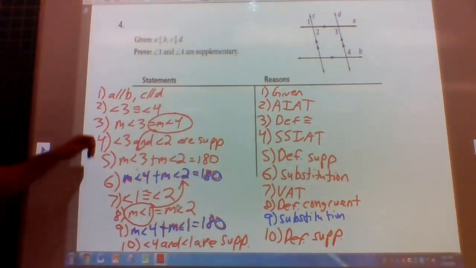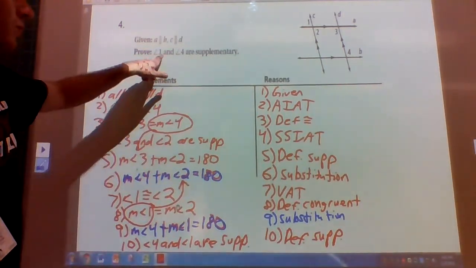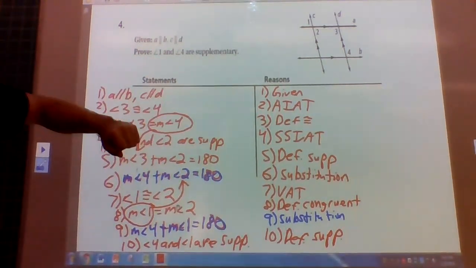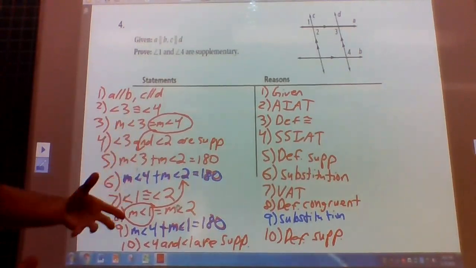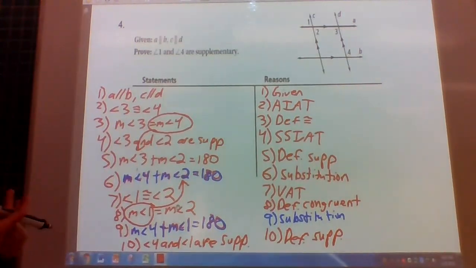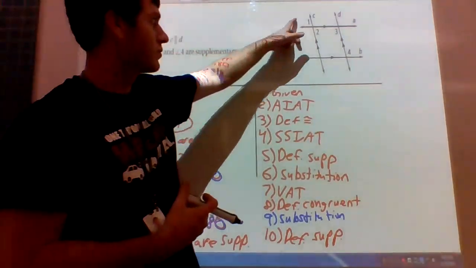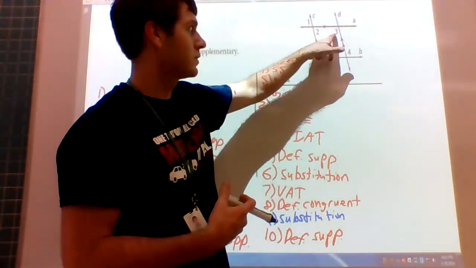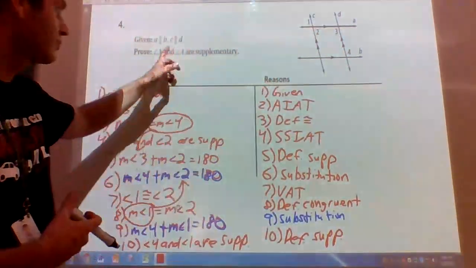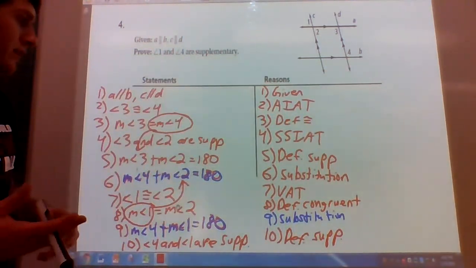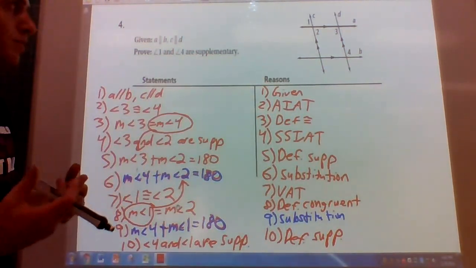Okay. So we started with what we had. I went backwards. I'm not really sure why I went backwards. Again, either way is fine. We should have probably started at 1, done vertical, same side interior, and then alternate interior. I started at 4. Maybe that was a mistake. But it's the same process, right?